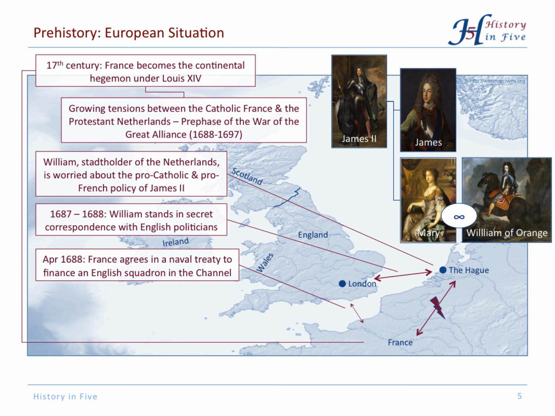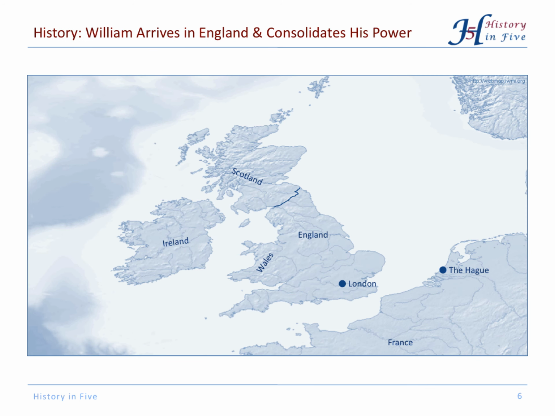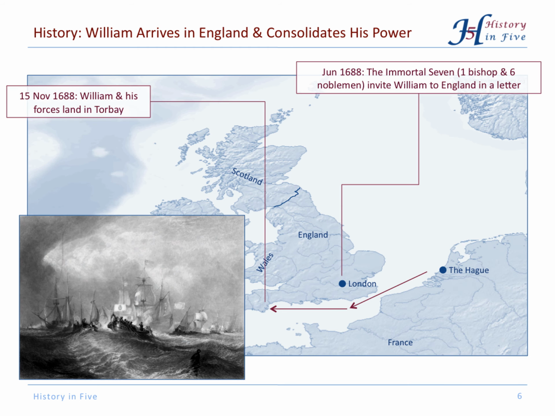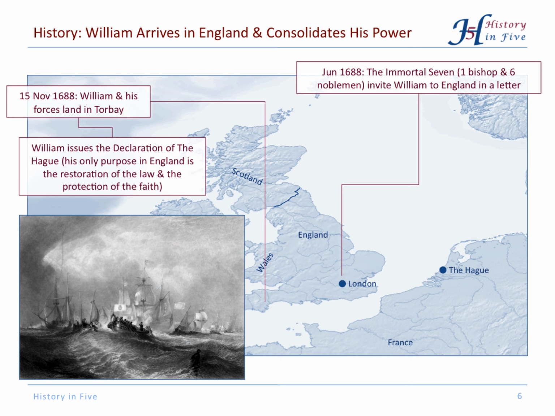And then there was an agreement between France and England, a naval agreement about a squadron in the English Channel. Now it was clear William decided to invade England to save the Netherlands. The Immortal Seven invited William to England. He landed then near Torbay, and there he issued the Declaration of the Hague and said, I'm just here to protect the faith and restore the law.